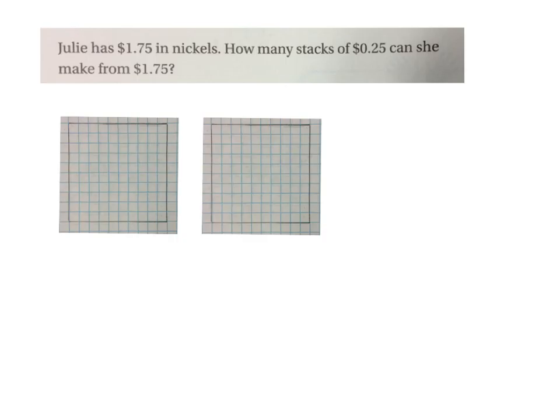Let's shade in the total amount. What's the total amount of money she has? Claire? $1.75. So draw yourself 2 boxes, because it's going to take you 2 boxes to model $1.75.